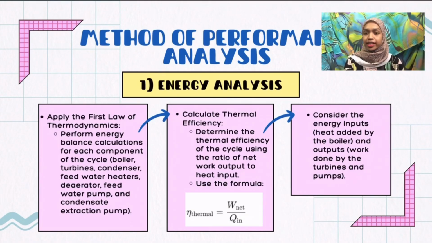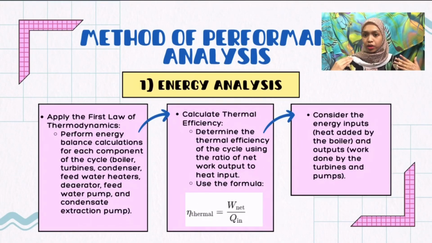I will present about the method of performance analysis. First step is energy analysis. So we apply the first law of thermodynamics. Perform energy balance calculation for each component of the cycle, which is boiler, turbine, condenser, feed water heater, deaerator, feed water pump, and condensate extraction pump.